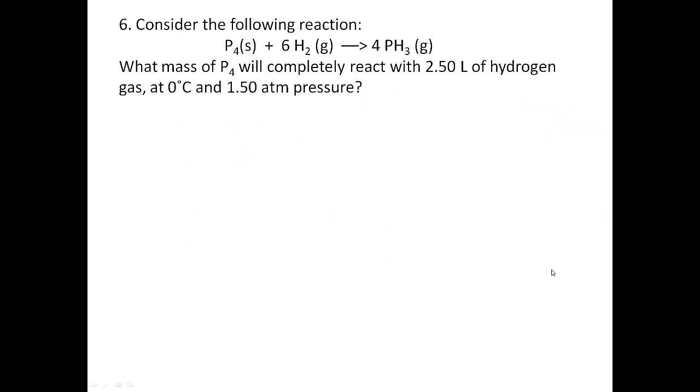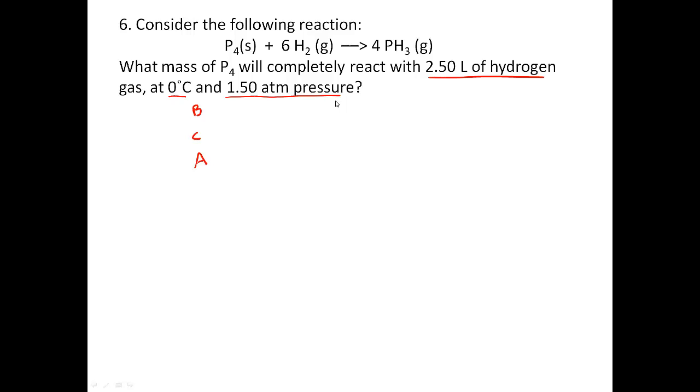Next up, we've got another reaction, stoichiometry. Looks like they're nice enough to give us an equation here, though. The question is, what mass of P4 will completely react with 2.5 liters of hydrogen gas? All right, well, let's go ahead and fill in our BCA table. Remember, we're dealing with a reaction. We need a BCA table. It's looking like we've got 2.5 liters of hydrogen gas at 0 C, and 1.5 atmospheres of pressure.